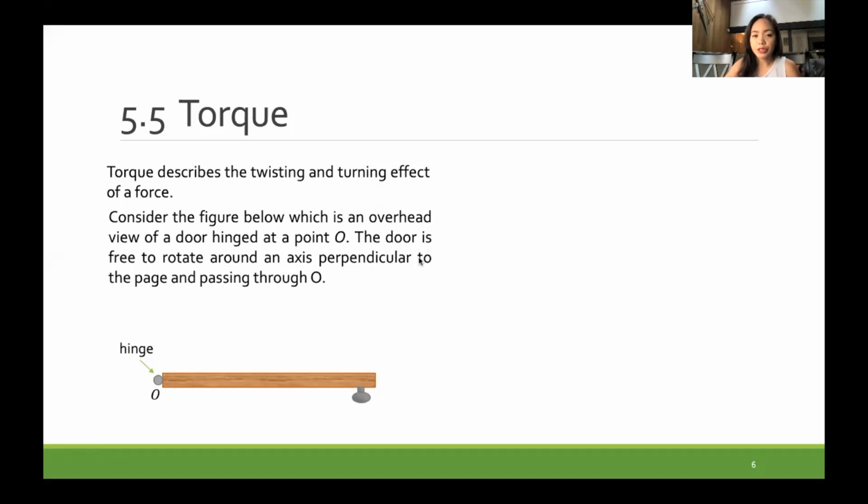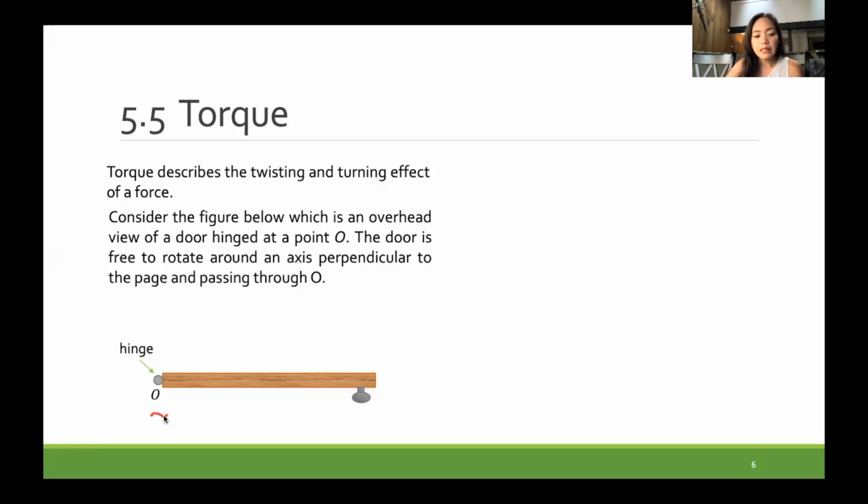So we have here the torque. Torque describes the twisting and turning effects of force. So we have here a door which has a hinge at point O. The door can freely rotate around this axis.